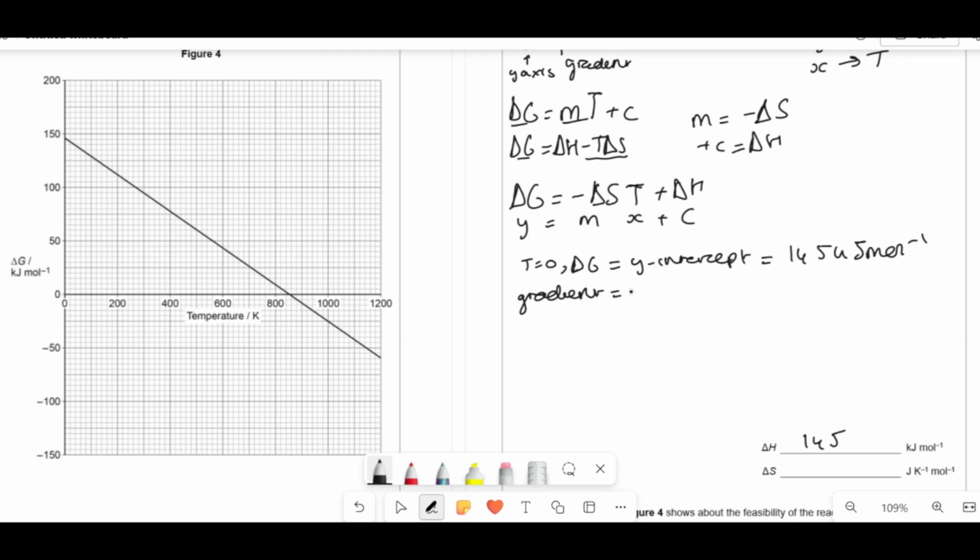remember from what we just figured out, is going to be minus delta S. So it's actually the opposite of what delta S should be sign-wise. So to work out the gradient, it's always your second y coordinate minus your first one, over x2 minus x1.